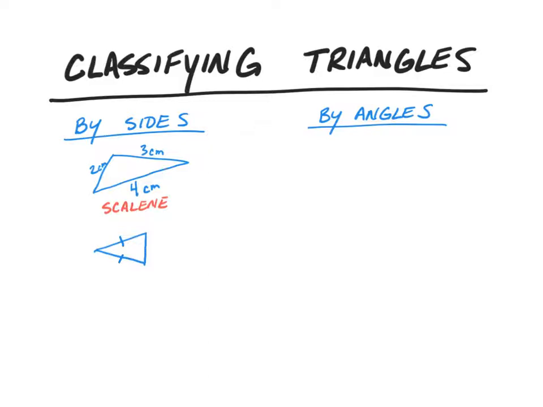This is called an isosceles triangle. Isosceles. I almost spelled it wrong. Isosceles triangle. Now, in an isosceles triangle, the 2 sides that are equal are called the legs, and the one side that's not equal is called the base.